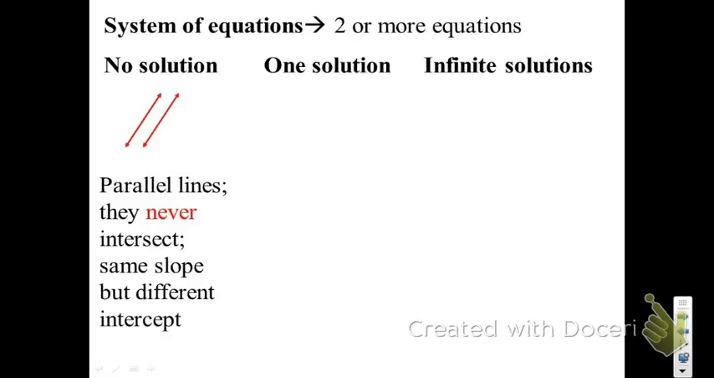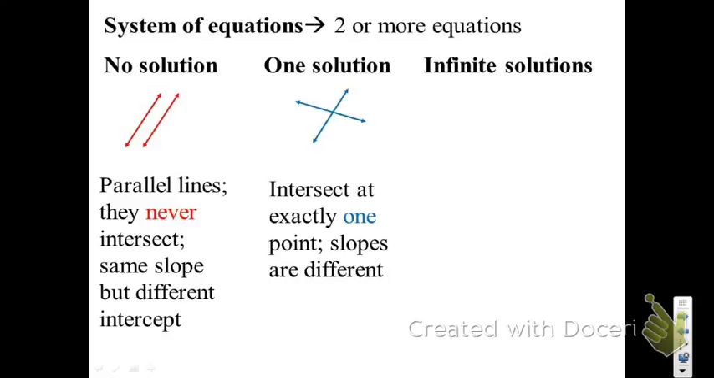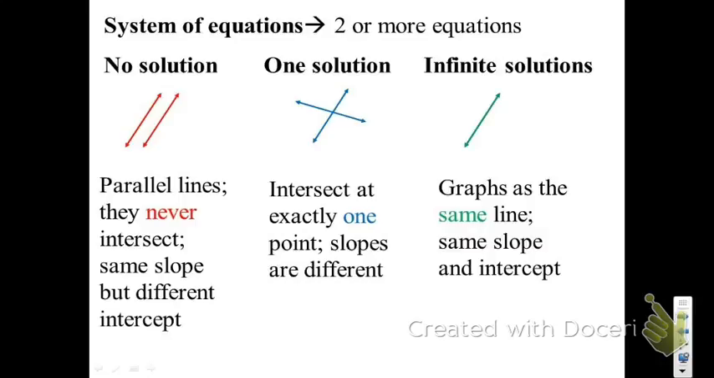No solution means the two lines are parallel, they will never intersect. They also have the same slope but different intercepts. One solution is when the two lines intersect at one point, and you'll be identifying that one point, and the slopes are different. Infinite solutions is when you graph a line, and when you graph the second line, it graphs as the same line. This occurs when you have the same slope and intercept.